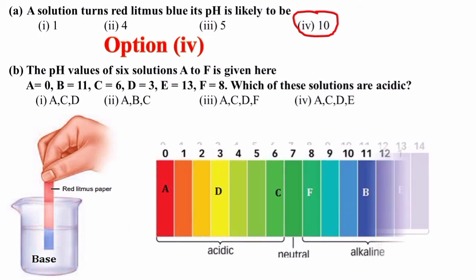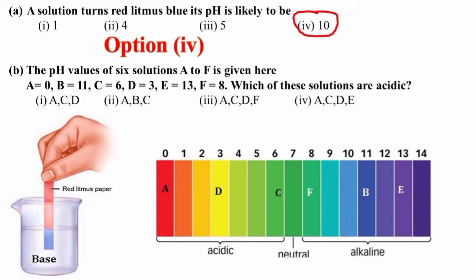Second question, pH values of 6 solutions A to F is given here: A 0, B 11, C 6, D 3, E 13 and F 8. Which of these solutions are acidic? So we have to find the acidic solution. So from the pH strip itself we have understood that A, D and C are acidic and F, B and E are basic in nature.